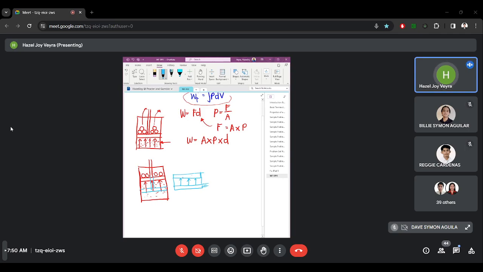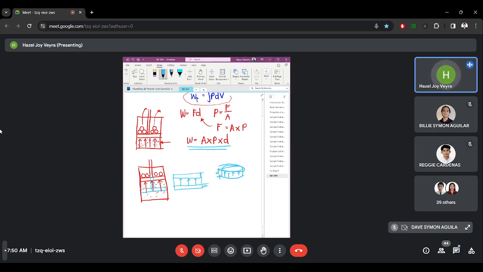So, kung ita-top view ko yan, eh di ba, this is a cylinder, di ba ganyan siya. And this is going back to the formula of work na na-derive natin. The work done by the system is equal to the area. This is the area of the piston times yung pressure na nag-a-act times yung distance na na-displace yung piston natin.